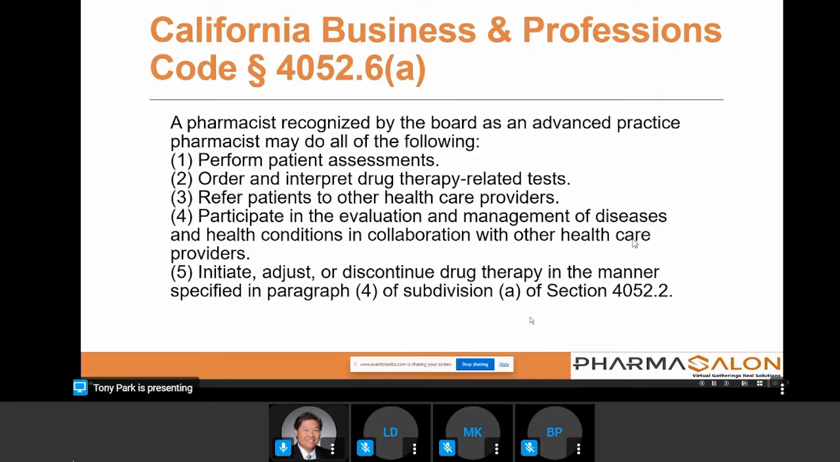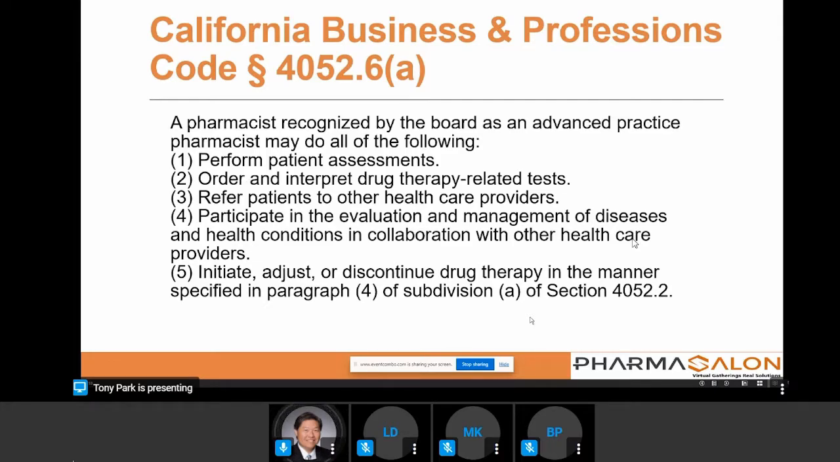Number 5 was, just for those of you that take interest in legislative affairs, the wording of number 5 was very fraught with landmines as the initial drafts did not say initiate, adjust, or discontinue. Number 5 just said prescribe. And so that was a big no-no in the state legislature because of the understandable turf battle that may have been created by virtue of using the word prescribe in subsection number 5.